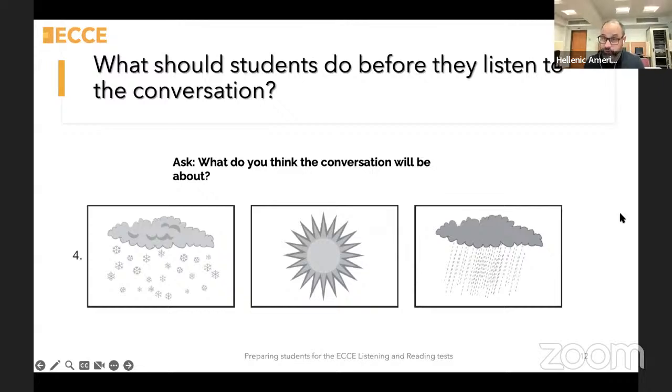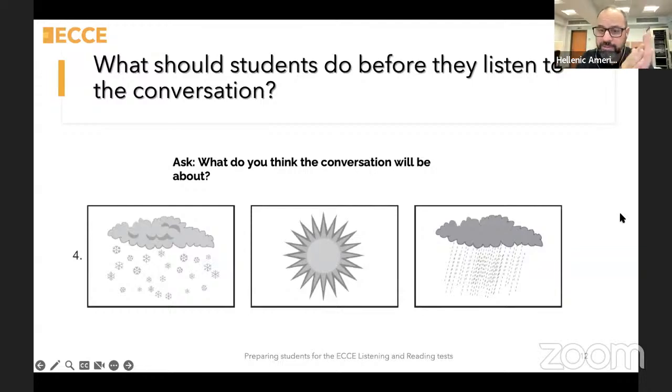So looking at this, of course, it's all about the weather, and hopefully the students will see that. If not, you can help them see that this might be a conversation about the weather. And of course, you will ask them to name what they actually see in those pictures. Can they tell what the different elements depicted here are? So they can come up with lots of information, and hopefully this will make it much easier. Everything will be much more familiar once they start listening to that conversation in the test.